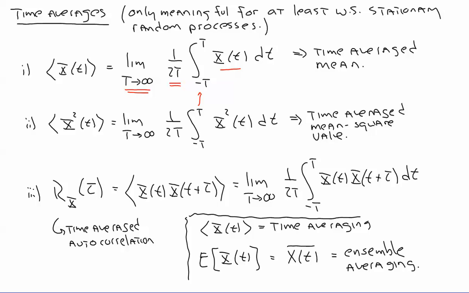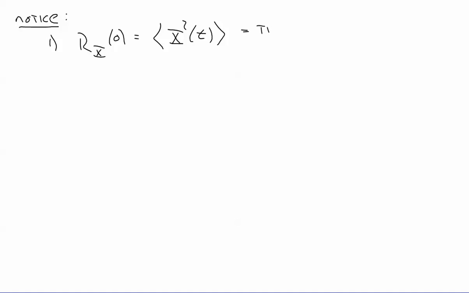All right. Let me say a couple more things here. Notice a couple of things. One, if I take my autocorrelation and evaluate it at 0, I get my time averaged mean squared. And I know that my mean squared value is my normalized power.